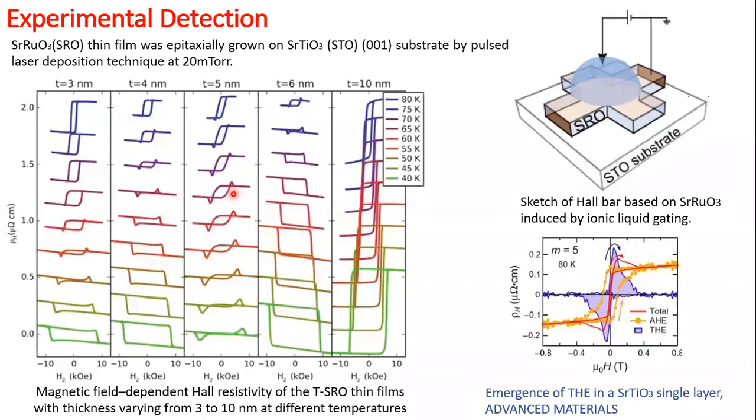So from this data, we can ensure that at the temperature near 60 Kelvin and the magnetic field of 5 kilo state and thickness T is equal to 5 nanometer, we will have this kind of Hall anomalies and the skyrmionic state in the strontium lanthanate oxide. That's how in experiment the skyrmions are detected.